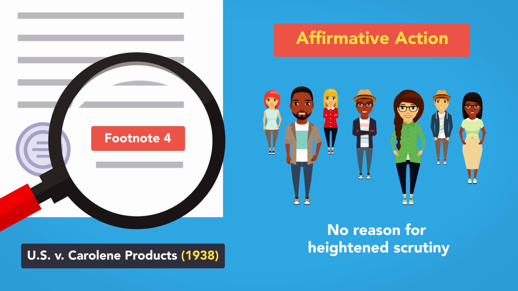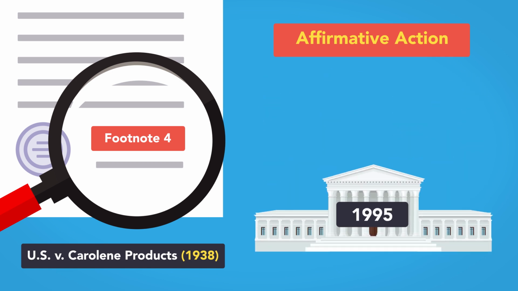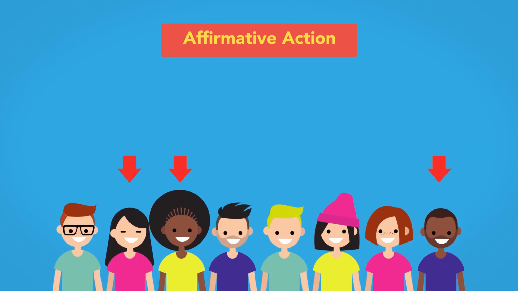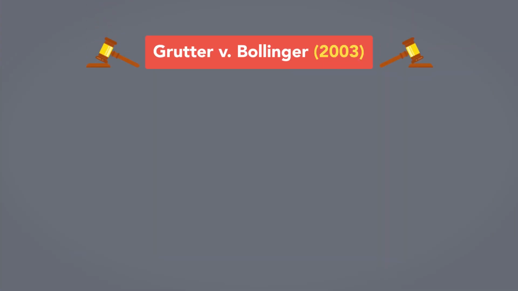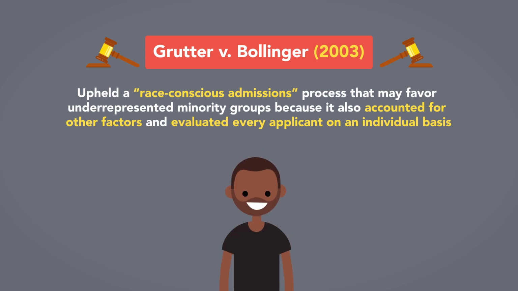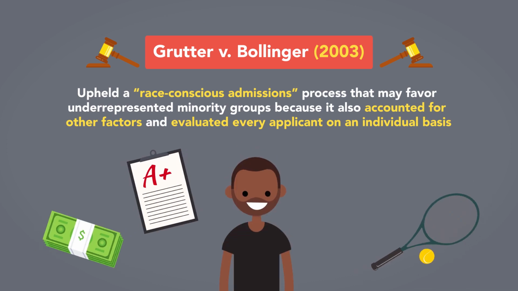And though government-sponsored affirmative action was not always subject to strict scrutiny, the Supreme Court ruled in 1995 that all race-based government differentiation must pass strict scrutiny. Despite being subject to strict scrutiny, some affirmative action programs in government, schools, and workplaces have been upheld. In 2003, in Grutter v. Bollinger, the court upheld a race-conscious admissions process that may favor underrepresented minority groups because it also accounted for other factors and evaluated every applicant on an individual basis.